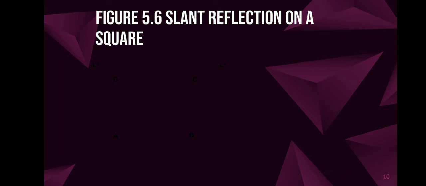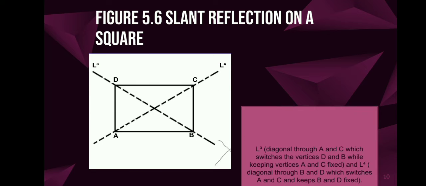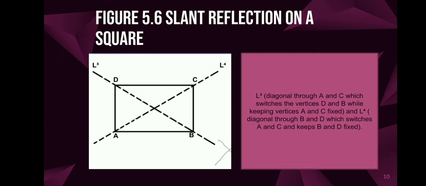Figure 5.6, slant reflection on a square. Note that aside from line 1 and line 2, there are two more lines of symmetry that can be observed. Line 3, the diagonal through A and C, which switches the vertices D and B while keeping vertices A and C fixed. And line 4, the diagonal through B and D, which switches A and C and keeps B and D fixed.